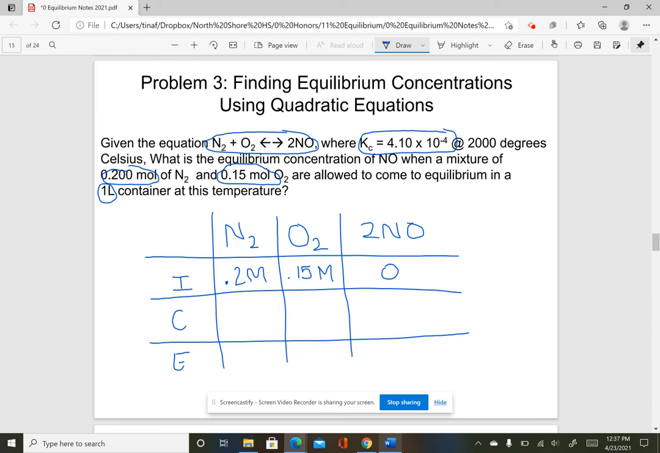Okay, for my change column, I want to always make my reactants go down. Since they don't have coefficients, they're only going to go down by x, not a number associated with x. And my products are always going to go up. Since my product has a coefficient of 2, they're going to go up by 2x. Okay, and then to get my equilibrium row, I'm going to take these two rows and combine them. And 0 plus 2x is just 2x.